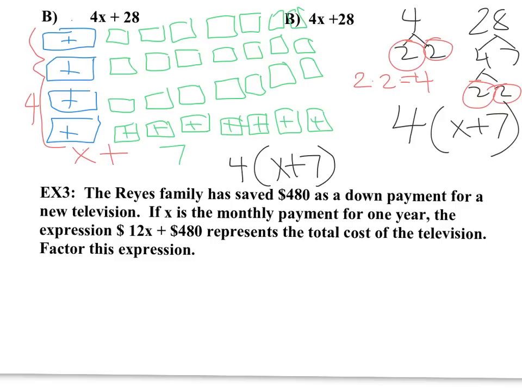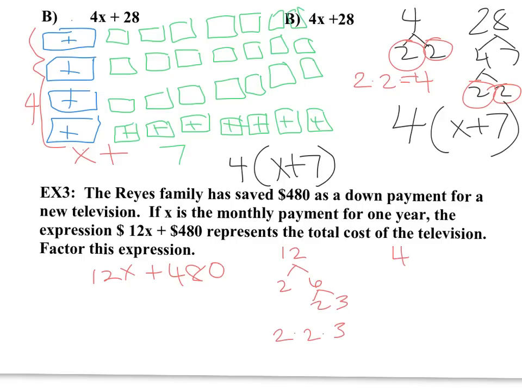Now in example 3, the Reyes family has saved $480 on a down payment for a new television. If x is the monthly payment for 1 year, the expression 12x plus $480 represents the total cost of the television. Factor this expression. So now in this case, we have 12x plus 480. So I can think about what factors go into both 480 and 12. And it just so happens that 12 we can factor down to 2 and 6, then 2 and 3. So 2 times 2 times 3.